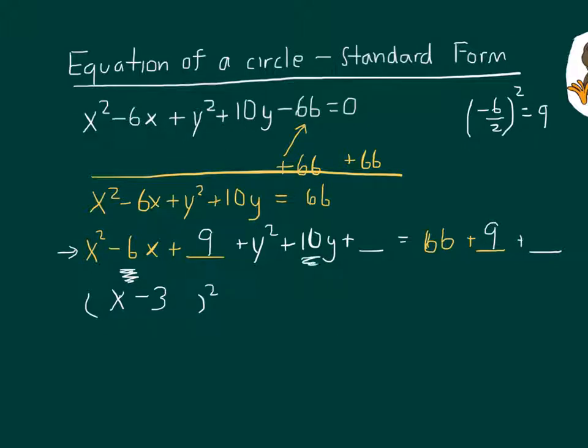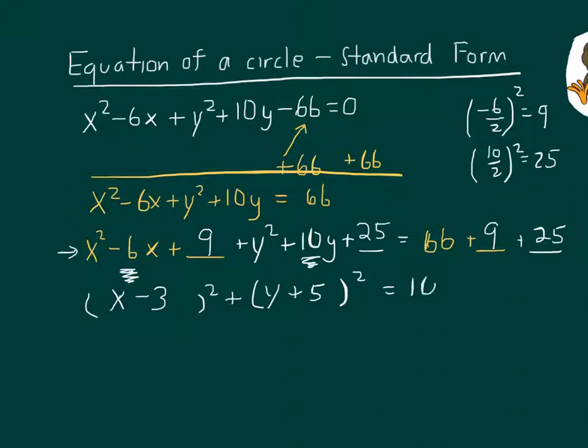We take half of this positive 10, and half of positive 10 is 5, squared is 25, and that means we're going to add the 25 right here to the left side and the right side as well. And what we have is plus, we have y, we take half of this positive 10, which is positive 5, and it goes right here. That's plus 5, and that's equal to, and we're simply going to add this and get 66 plus 9 is 75, plus 25 is 100.